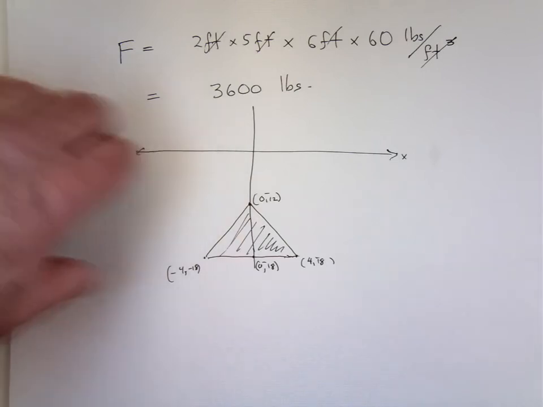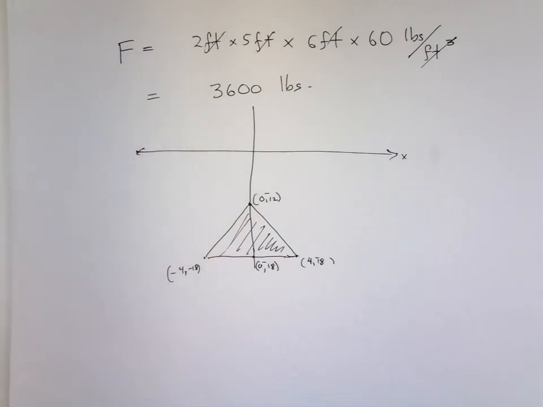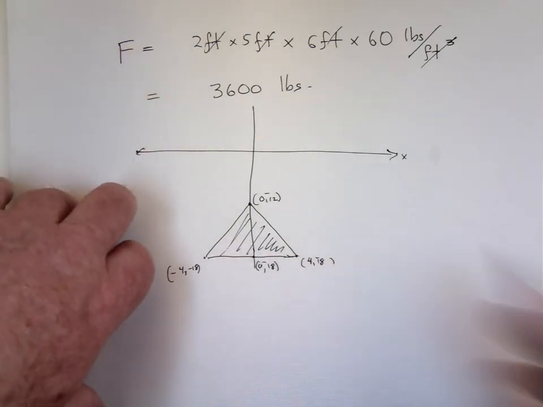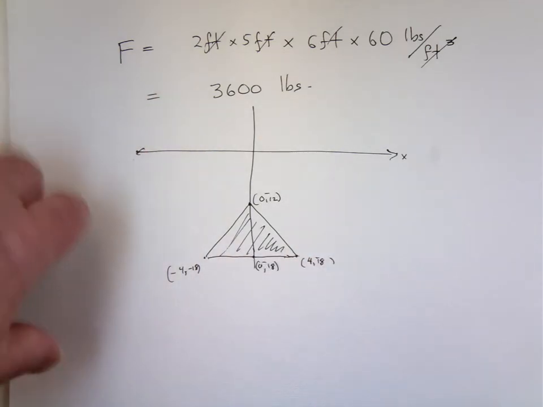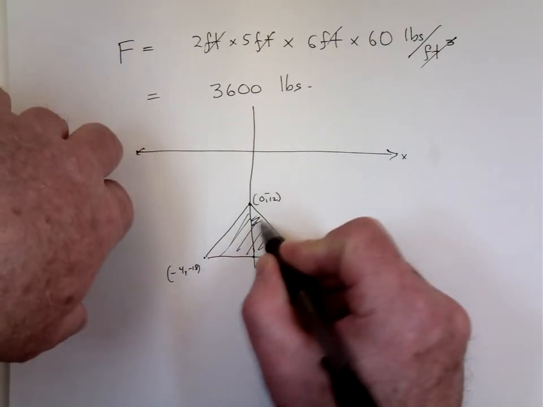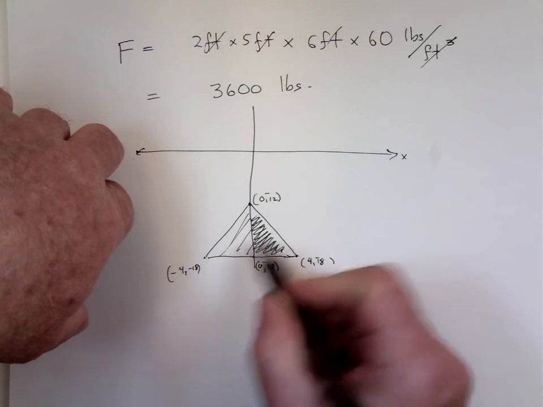All right, but anyhow, so we want to find the fluid force on this door. Well, how are we going to do this? Let's take this triangle over here because we have symmetry. Obviously, the force on this triangle is the same as the force on that triangle, so I'm going to take that triangle and double that force.